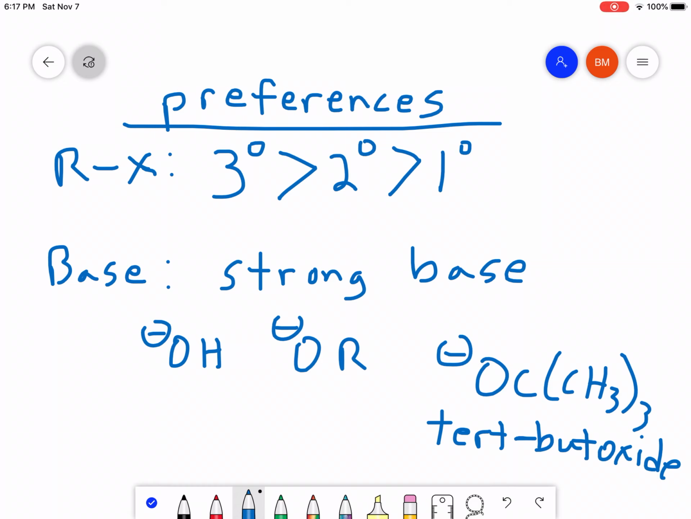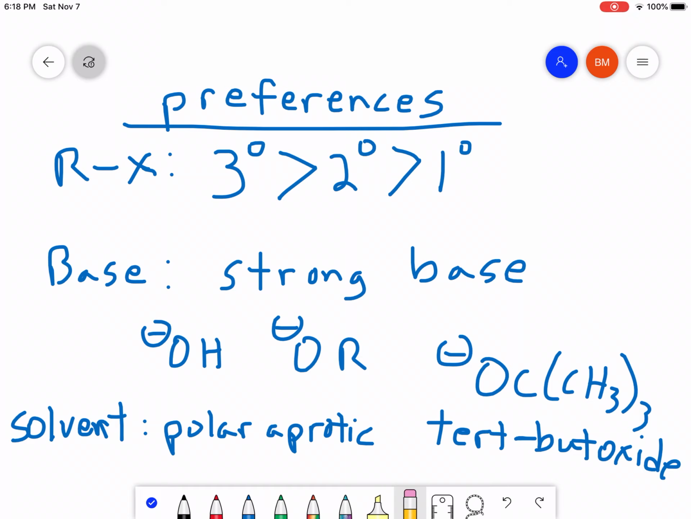So strong bases, and then solvents. This is going to be very similar to what we saw with SN2 reactions. Just like with those, we use polar aprotic solvents. Polar aprotic solvents. So acetone, DMSO, THF, those type of things. All right.